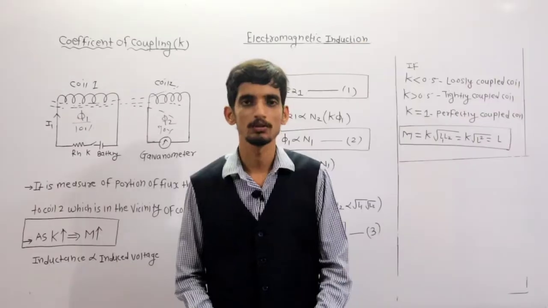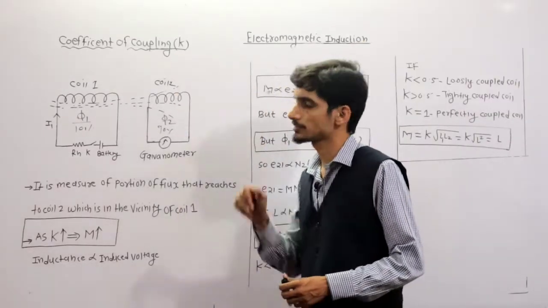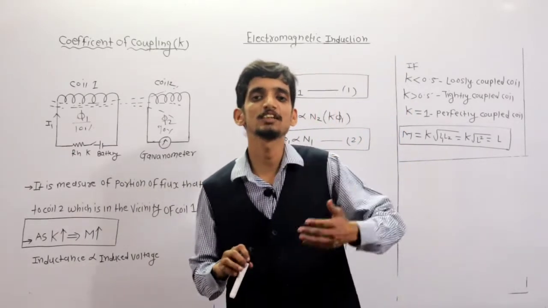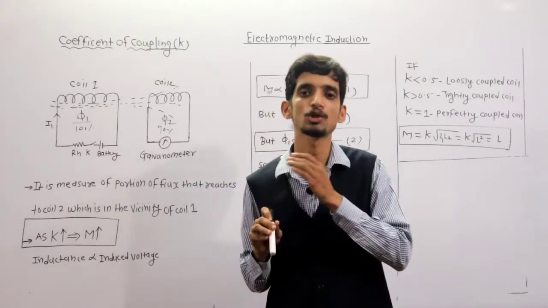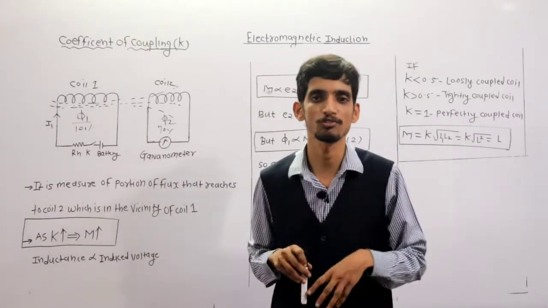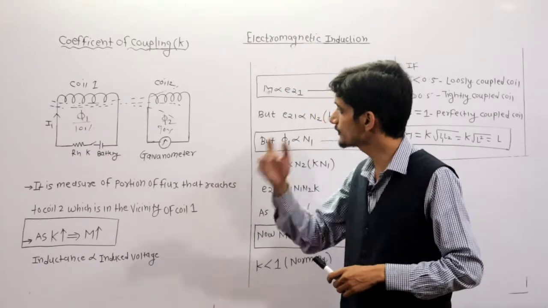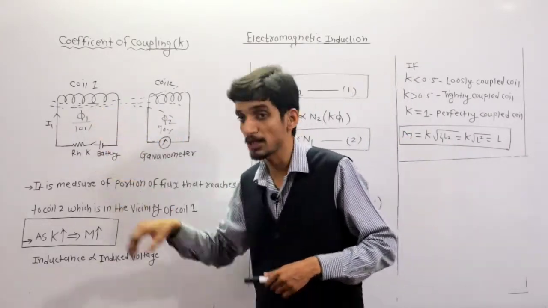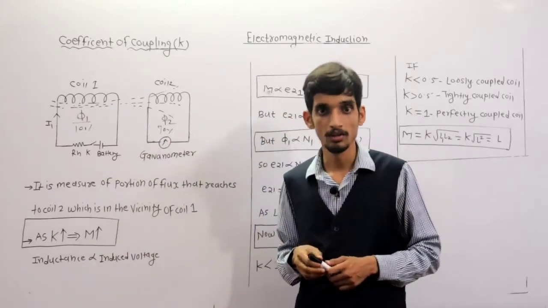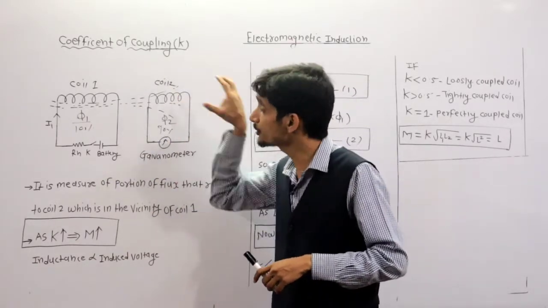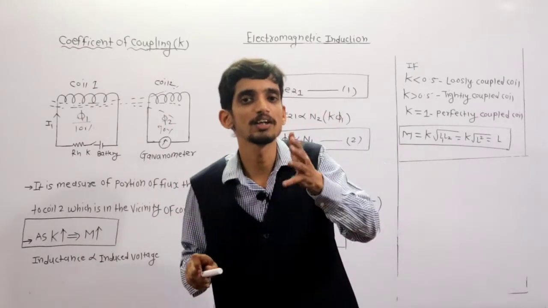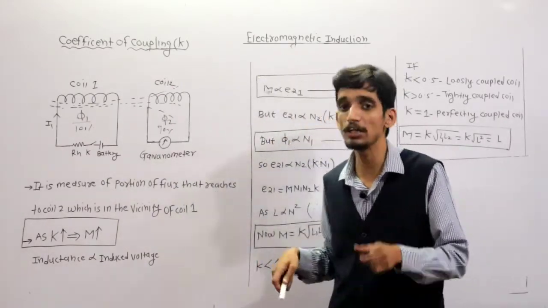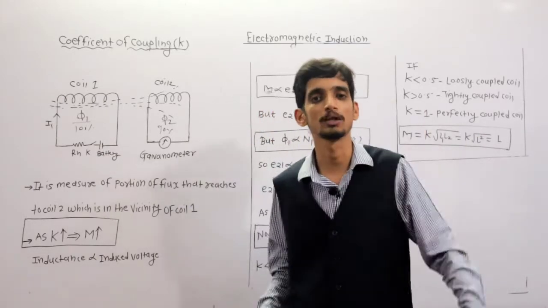Now we have to discuss an important concept, that is the coefficient of coupling. After discussing the mutual induction concept, this is one of the important concepts for us. Listen here. Consider this is coil 1 and coil 2, as already discussed. Another name for coil 1 is the primary coil, and this is the secondary coil. Now, the coefficient of coupling, I am directly giving you the definition, is a measure of the portion of flux that reaches coil 2, which is in the vicinity of coil 1.